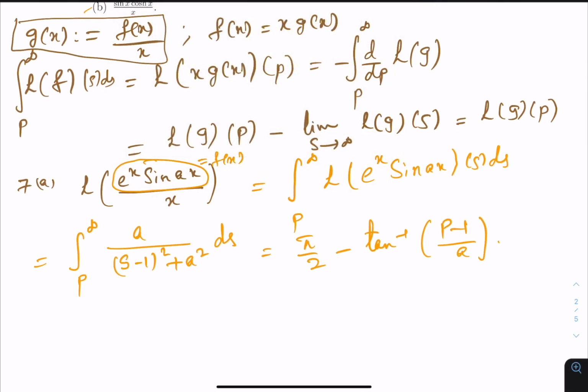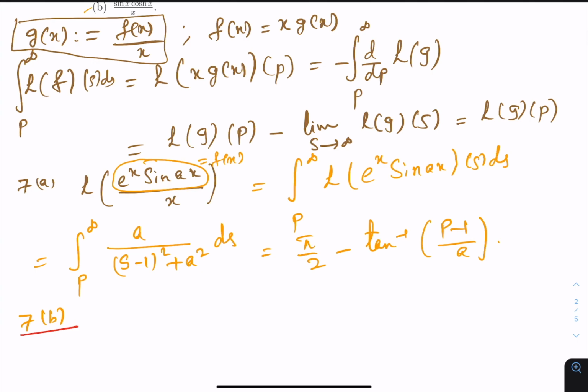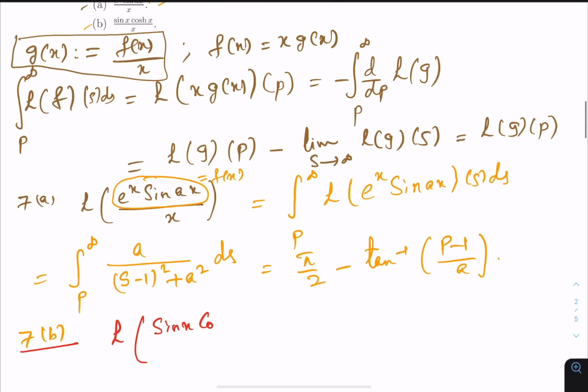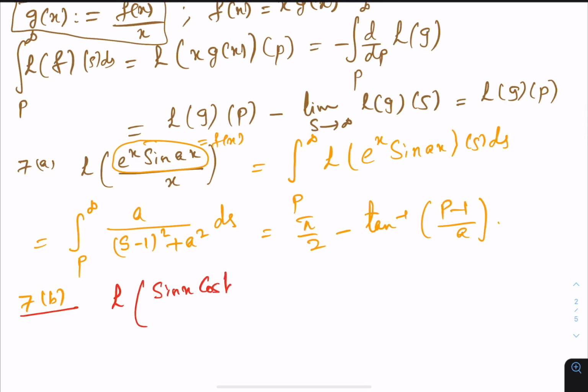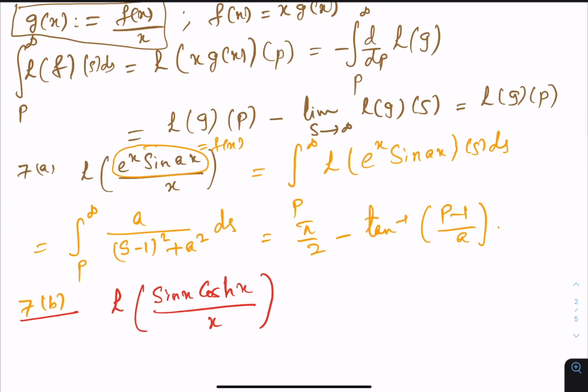Okay, so for 7b, we have to compute the Laplace transform of sin x cosh x divided by x. So your numerator is sin x cosh x.